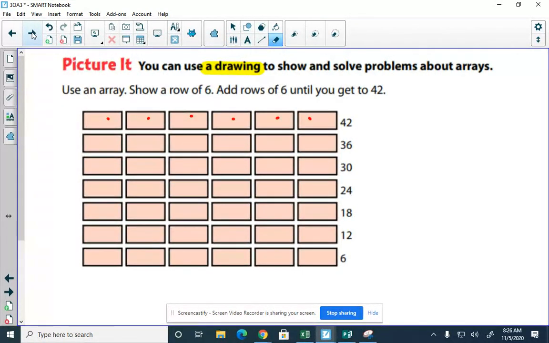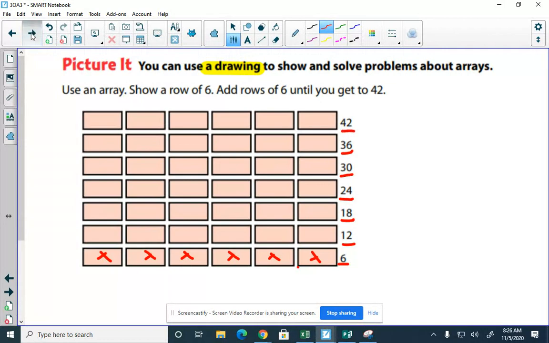So we can look at a picture, a drawing to show and help us solve problems about arrays. If we use an array, we can show a row of 6 and then add rows of 6 until we get to 42. So what they did was started down here, 1, 2, 3, 4, 5, 6, and then added 6 rows, counting up until you got to 42. 6, 12, 18, 24, 30, 36, 42.